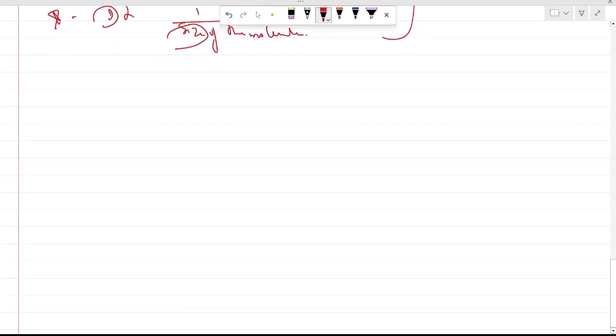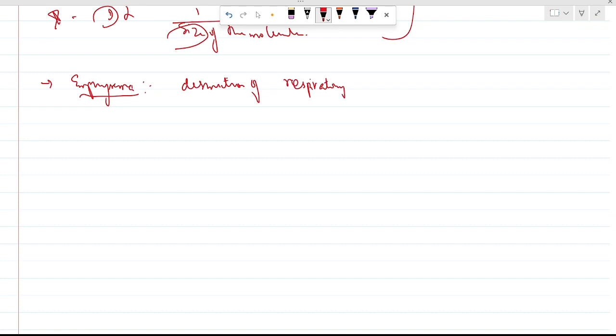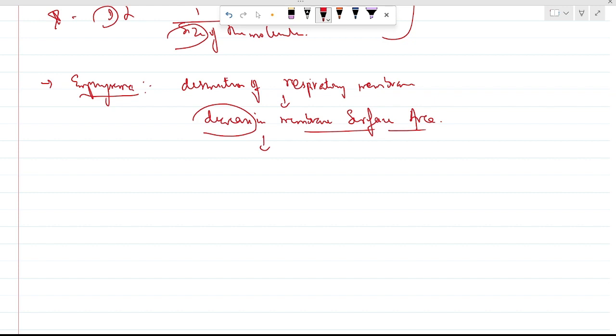Now we are going to see some clinical scenarios. In the situation of emphysema, which is a very common occurrence, the lungs are affected in the individuals. In emphysema, there is destruction of the respiratory membrane. Due to destruction of the respiratory membrane, there is a decrease in membrane surface area, which leads to decreased diffusion of gases.